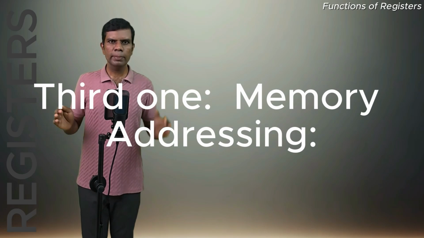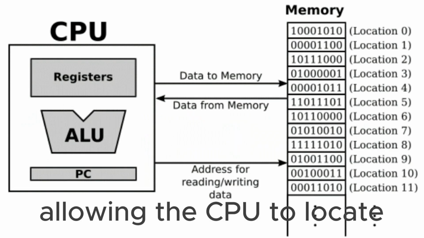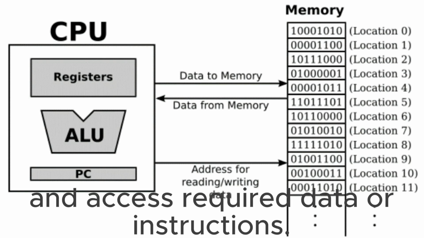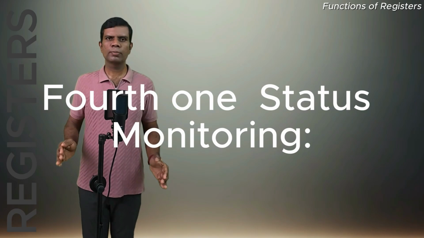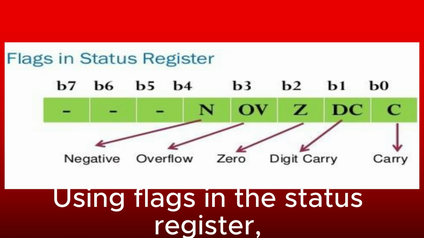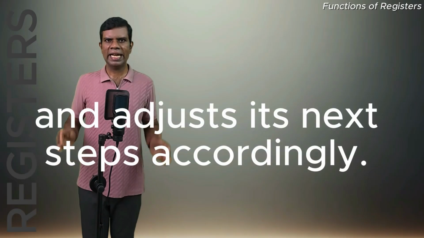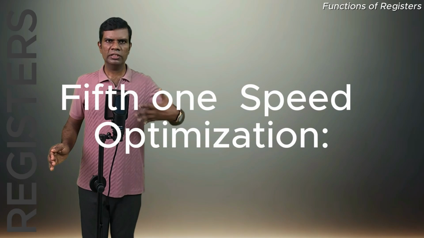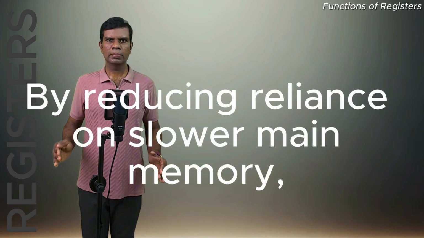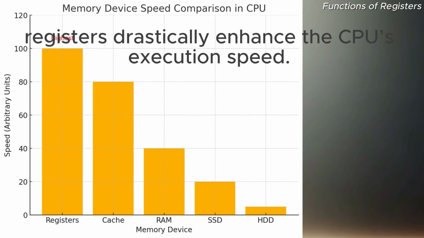Third one, memory addressing. They store memory addresses, allowing the CPU to locate and access required data or instructions. Fourth one, status monitoring. Using flags in the status register, the CPU keeps track of the results of operations and adjusts its next steps accordingly. Fifth one, speed optimization. By reducing reliance on slower main memory, registers drastically enhance the CPU's execution speed.